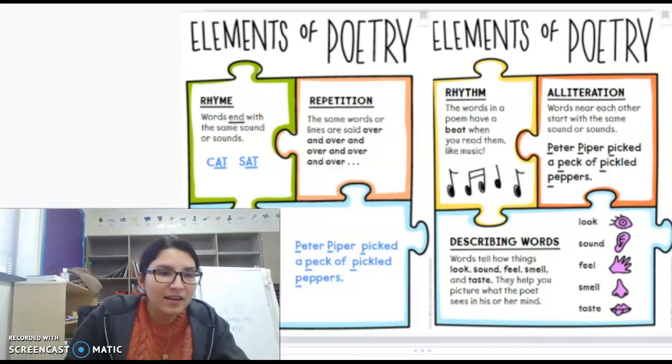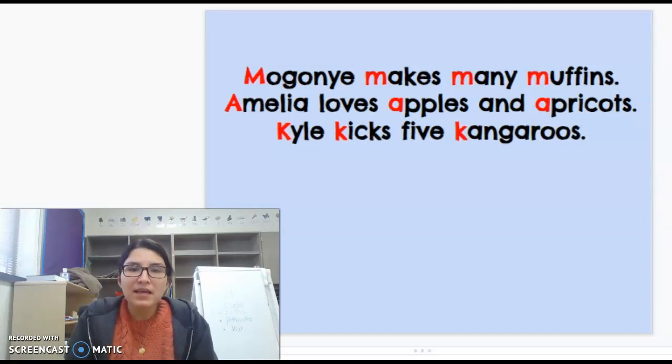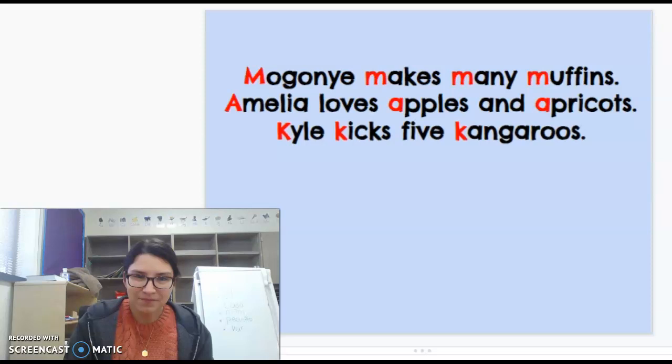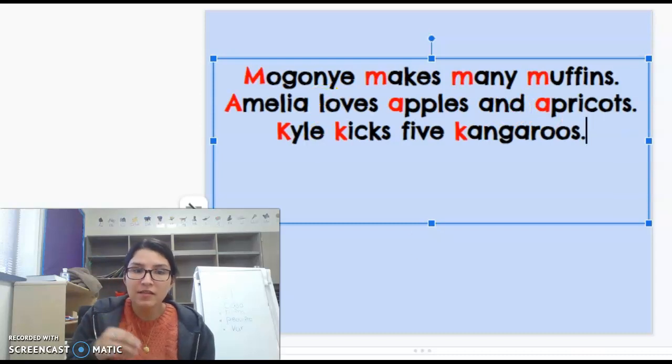Let's go ahead and look back at one of our examples that we've gone over. Here we go. Here's the one I made up. Magoni makes many muffins. What letter are we focusing on? The letter M, the sound M. Do, in this sentence right here, do we have 2 or more words that begin with M? Yes. So this is an example of alliteration. Remember, you need at least 2 or more words that are nearby to make it an alliteration sentence.